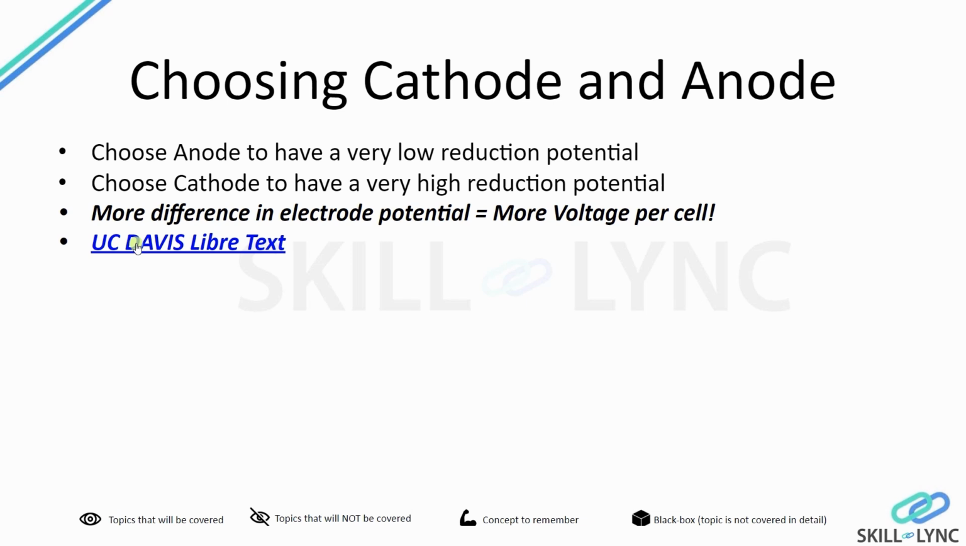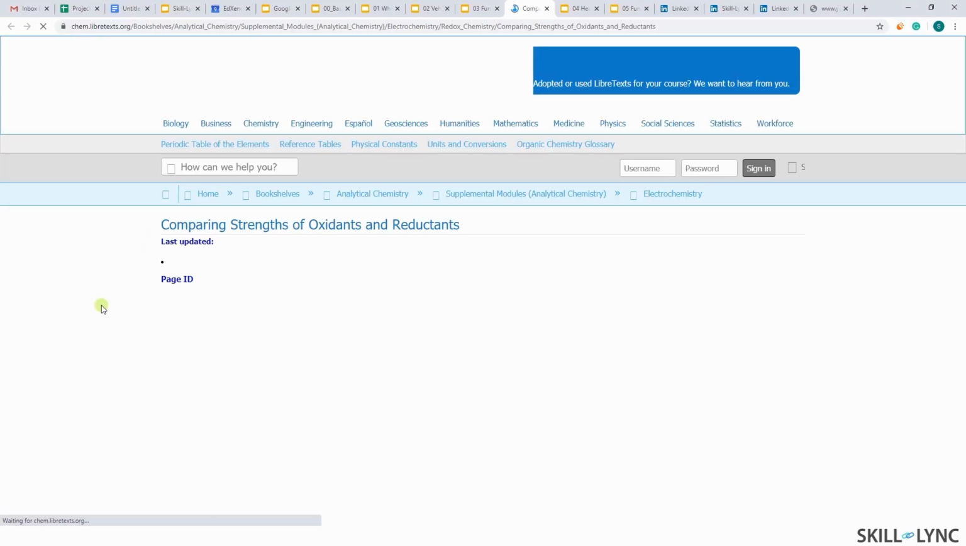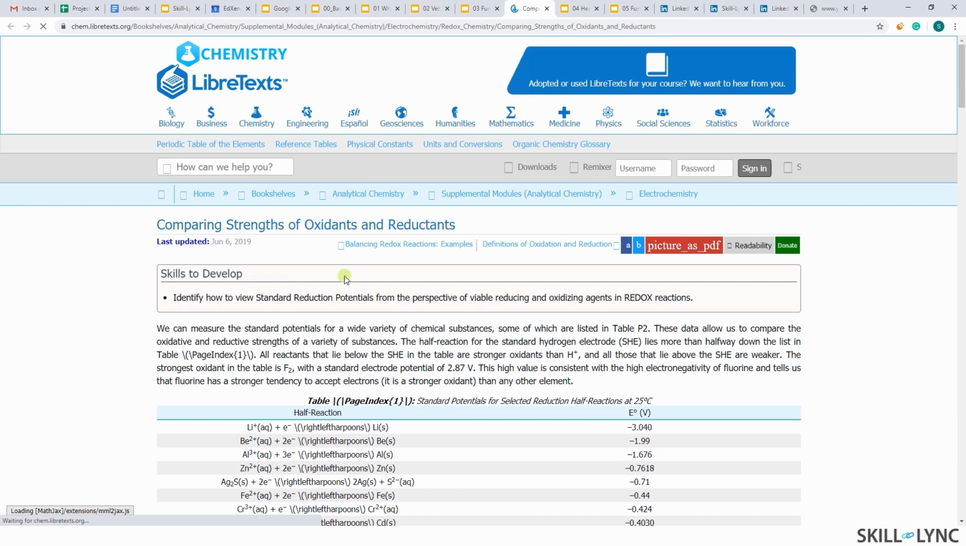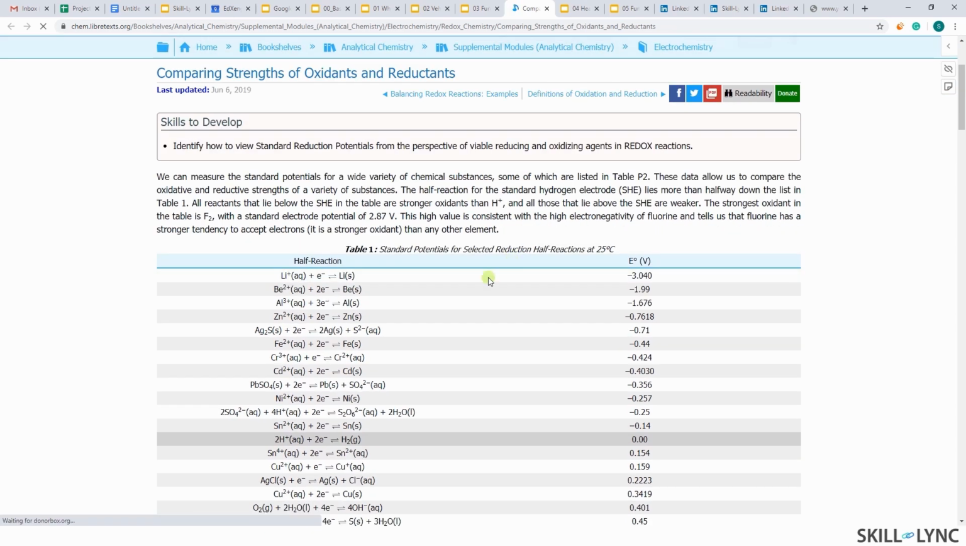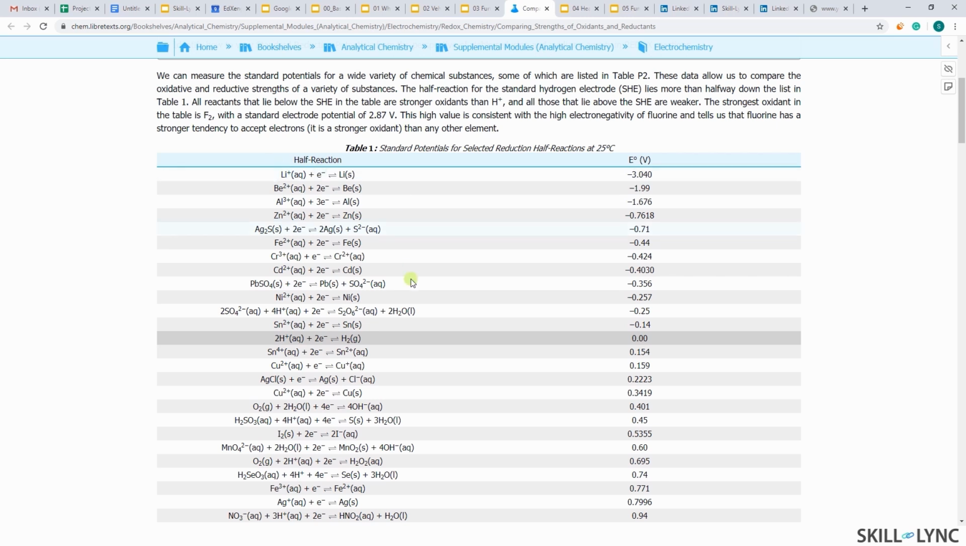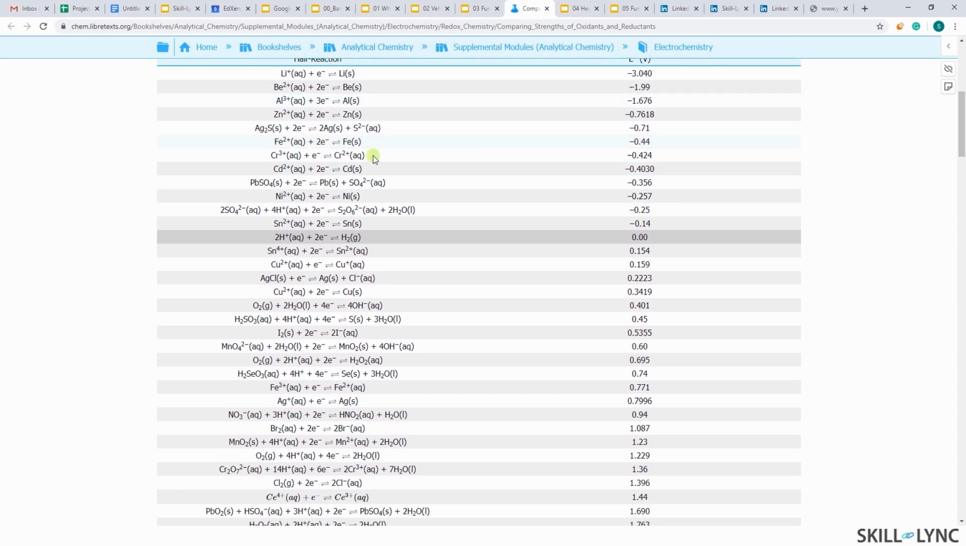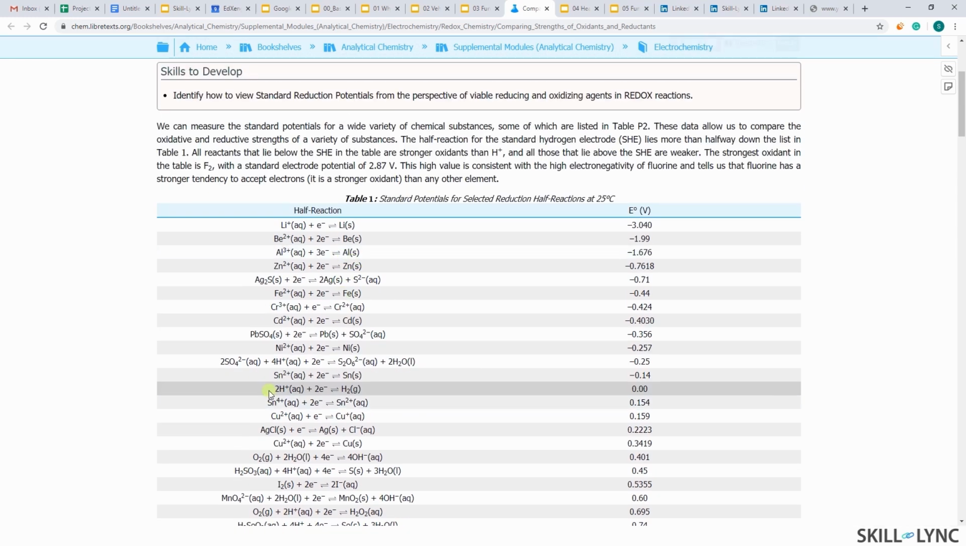So let's take a look at UC Davis's website, LibreTexts, where these values are documented. These are half reactions, and you can see that for each and every half reaction, the reduction potential is listed. And the baseline is hydrogen. The hydrogen entry in this table is what is referred to as the standard hydrogen electrode. You can see that its reduction potential is set to 0. I don't think its absolute value is 0, but for the sake of convenience, it is set to 0 so that you can compare the reduction potentials of other half reactions with respect to the standard hydrogen electrode.